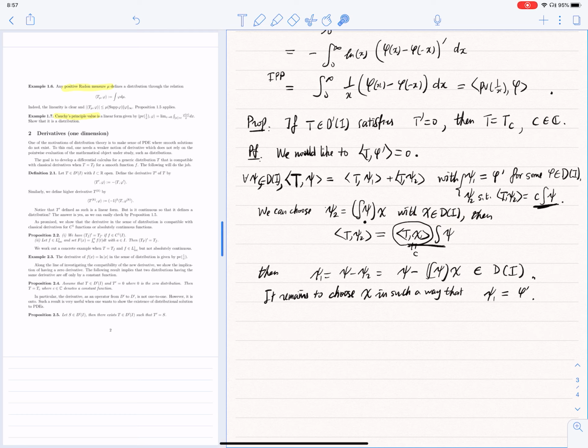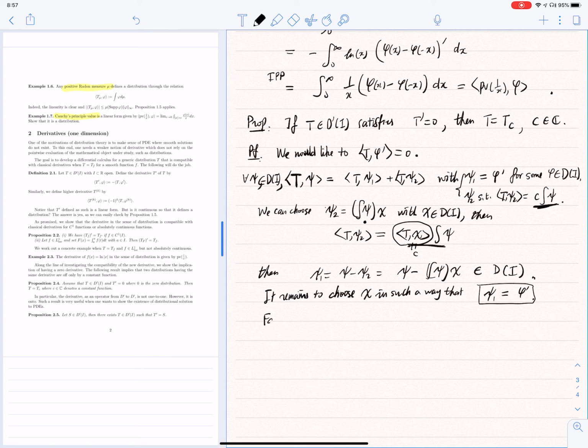So now we can impose some condition on chi such that this psi 1 is a test function satisfying this property. And as we said, if we have this, we are finished, right? The first one will not contribute, and the second one will give us what we wanted. So the rest of the exercise is really to find a chi such that we get this identity.